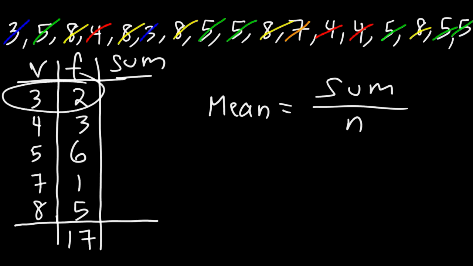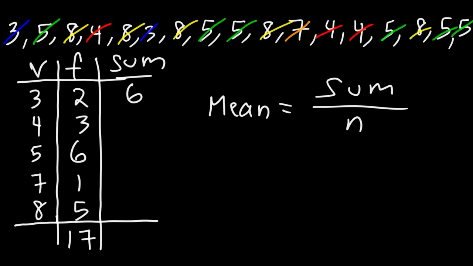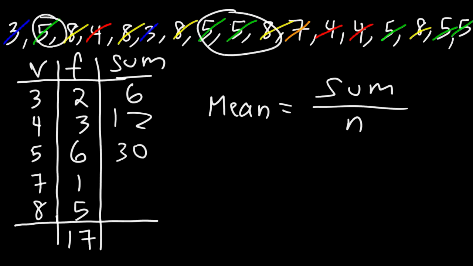We can multiply the value by the frequency, so 3 times 2 is 6. We had 2 3's, so we're basically summing those 2 3's. 4 times 3 is 12. So this gives us the sum of these three numbers. And then 5 times 6 is 30. So that's basically the sum of the 5, 6 that we see in green.